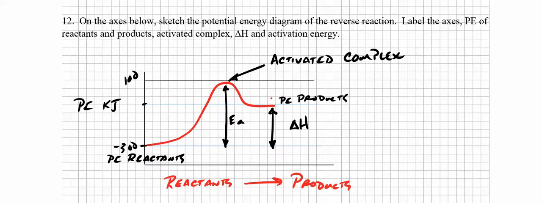That is the endothermic reverse of the exothermic process that we looked at before.